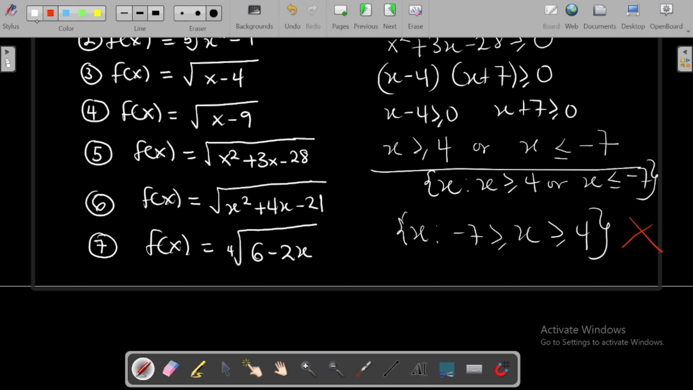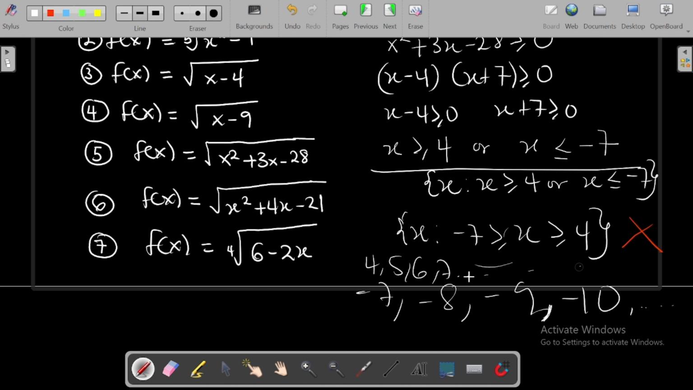The reason why you cannot write it this way is, look at the analogy. You are saying that x is less than or equal to negative 7, right? If a number is less than or equal to negative 7, it means that it can be negative 7, or it can be less than negative 7, which is negative 8, negative 9, negative 10, and so on. And then that same number is greater than or equal to 4. You see, it doesn't make sense. You have 4, 5, 6, 7, and so on. Doesn't make sense, right? So that's why you cannot combine them.